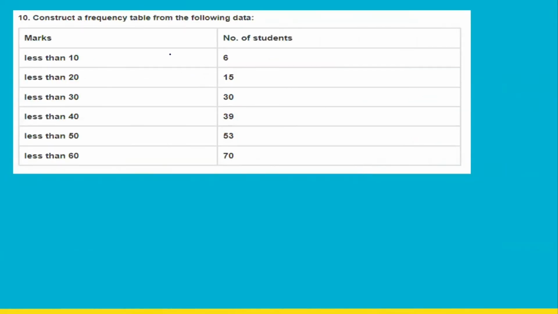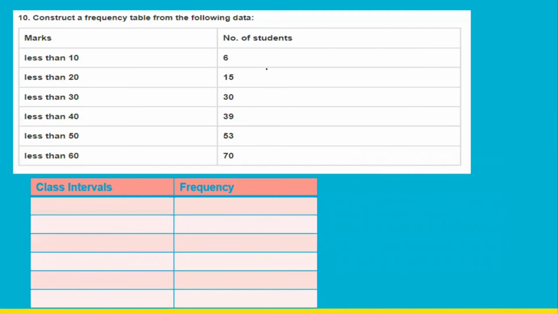Now here, construct the frequency table from the following data again. So this is a less than cumulative frequencies, and these are the number of students. So the class, here we can make the class intervals over here. So less than 10, that means we can take here as 0 to 10. And then 0 to 10, the number of students are 6.